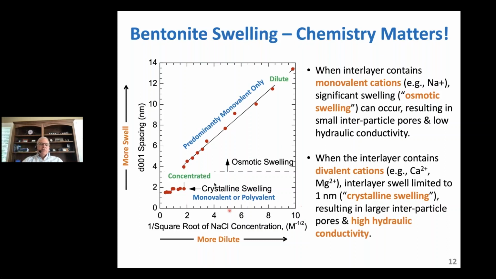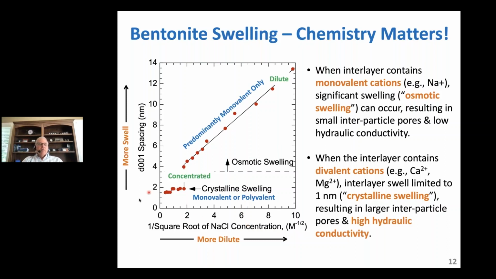One, he made this graph of D001 spacing from my previous slide, and that essentially could just be swelling. So going from low swell down at 0 to high swell at 14. And he graphed it on the x-axis as 1 over the square root of the concentration. And that's a weird set of units to use, but it was convenient because it tended to normalize all his data into a nice straight line for making interpretive remarks. And there are also good equilibrium chemistry reasons for using that as well.